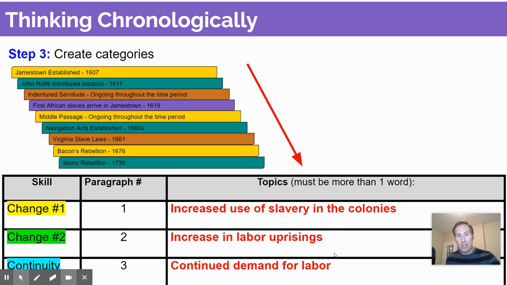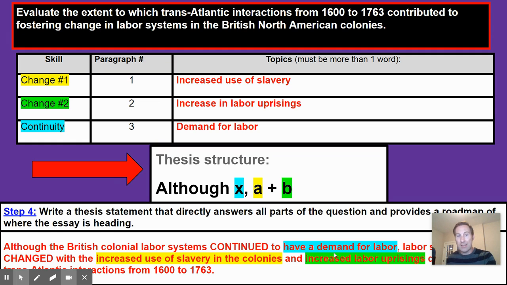Change 1, increased use of slavery in the colonies. Change 2, increase in labor uprisings. Maybe my continuity then is just constant labor shortages throughout the entire time period, because of the fact they were producing raw materials. And then I would take that, and that would become my thesis.